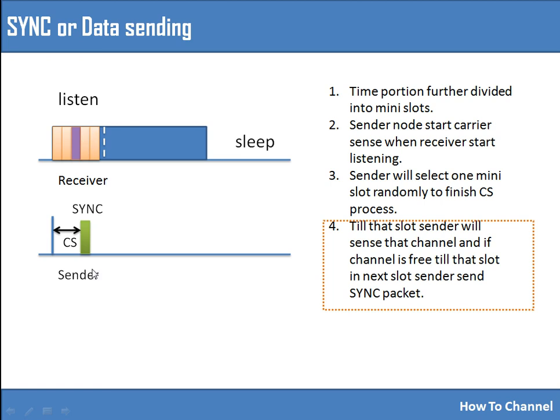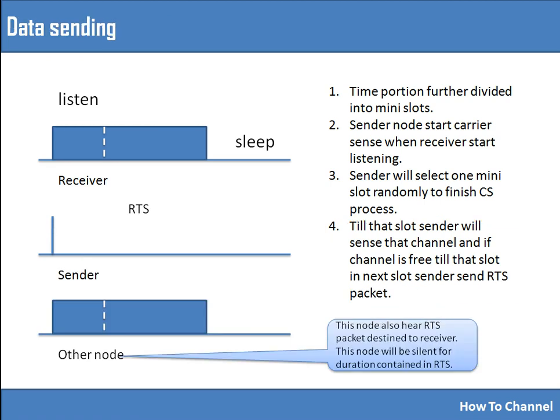So this is the way a SYNC packet or data packet is transmitted. Listen time is divided into mini slots. The sender will start sensing the channel, and to end that sensing, the sender will select a random mini slot. The sender will keep on sensing the channel until that mini slot. If the channel is found free, in the next slot the data or SYNC packet will be transmitted.